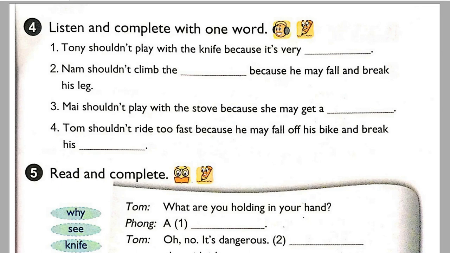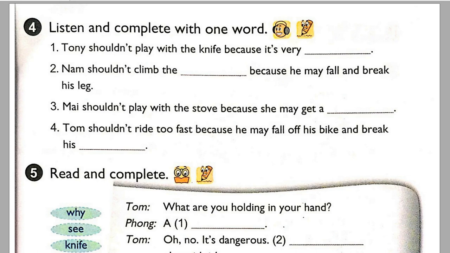Page 15. Activity 4. Listen and complete with one word. 1. You shouldn't use that knife. Why not? Because it's very sharp. Okay, Mum. Sorry. 2. Hey, Nam. You shouldn't climb the wall. Why not? Because you may fall and break your leg. Okay, I won't.